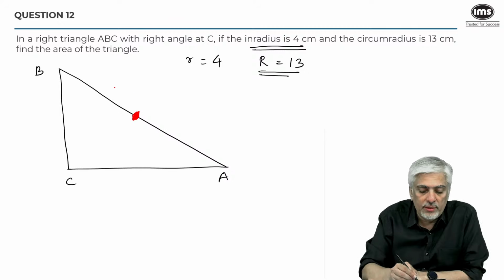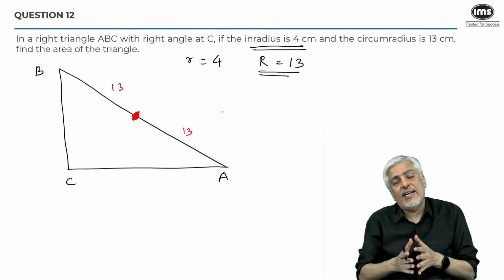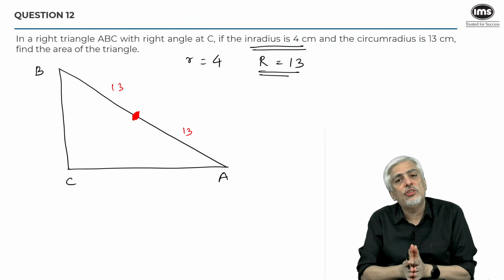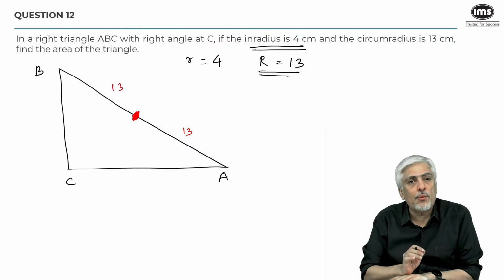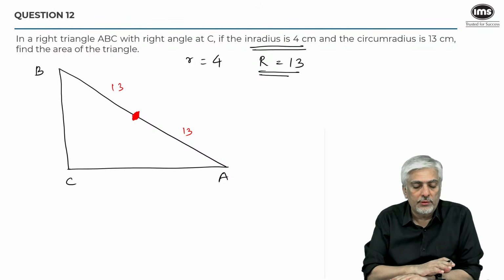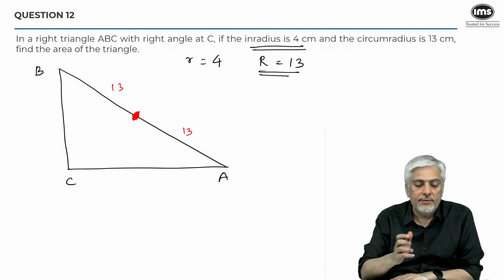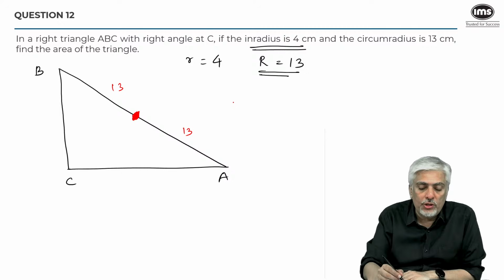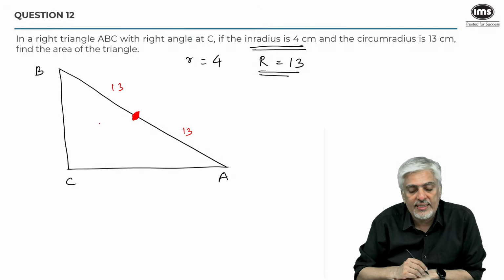Here we will get what? This is 13 and this is 13, because in a right angle triangle, half of the hypotenuse is the circumradius. Remember the property very carefully. That's very important. So we got hypotenuse is 26. We got AB is 26.